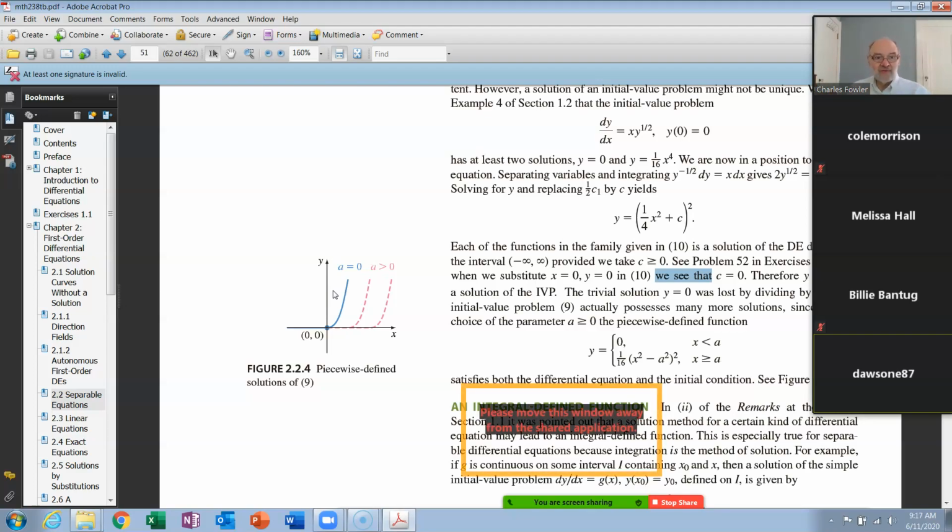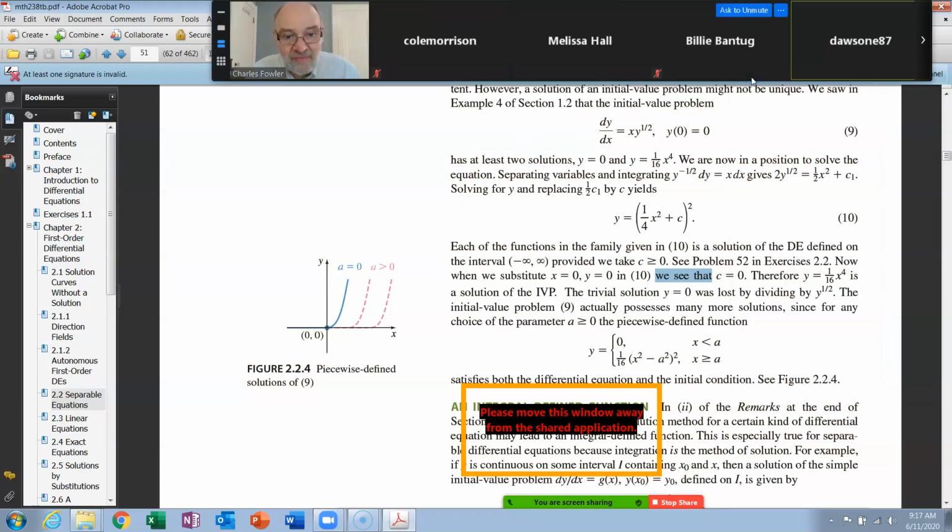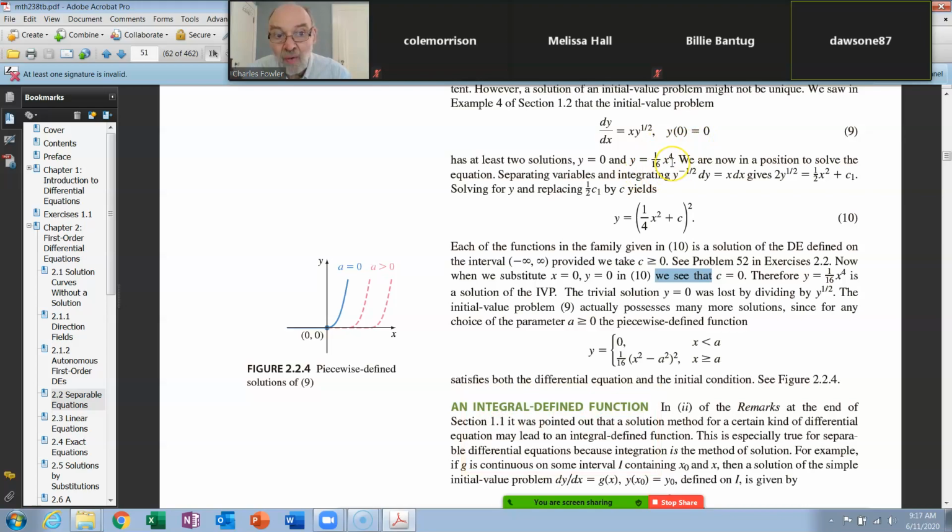Okay? So that's what they're dealing with here, and you can't see it, but I've got to move you guys to the top again so I can read the text here. So each of the functions, all right, with this initial condition, that was our solution. Or y is equal to 0 is also a solution. Now, we're in a position to solve.